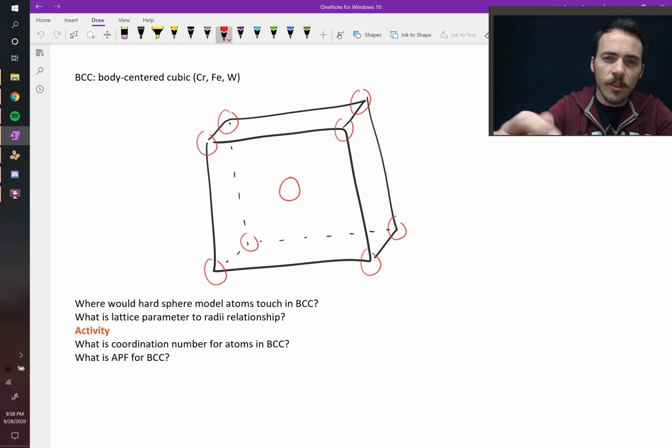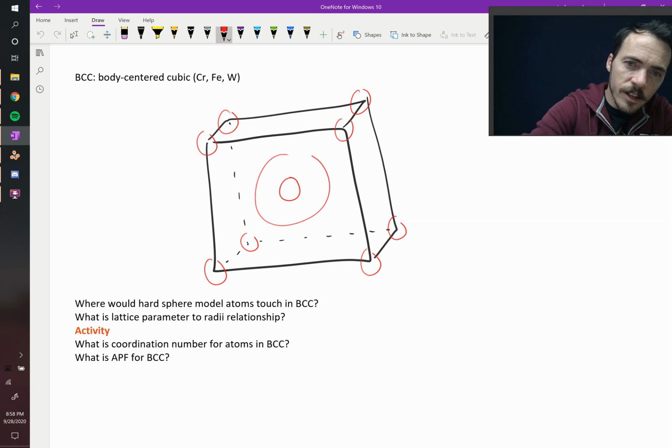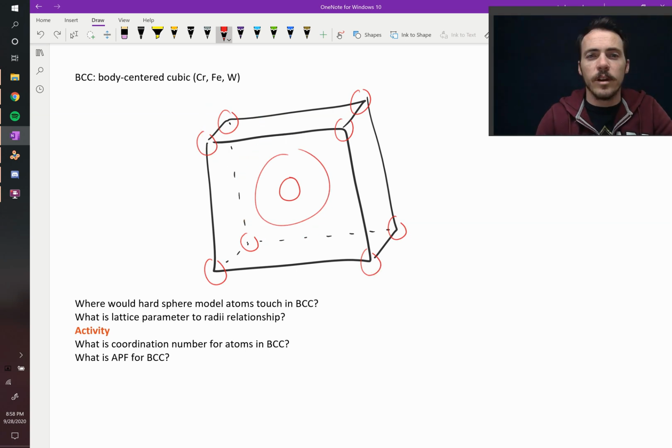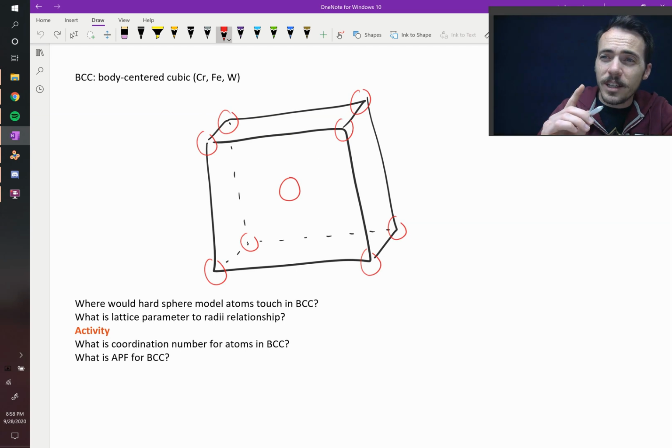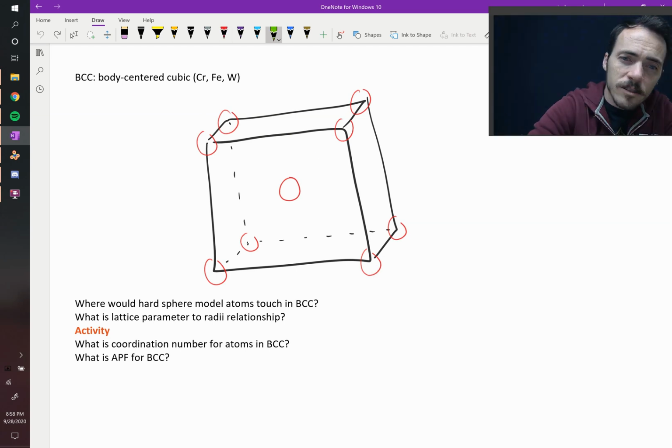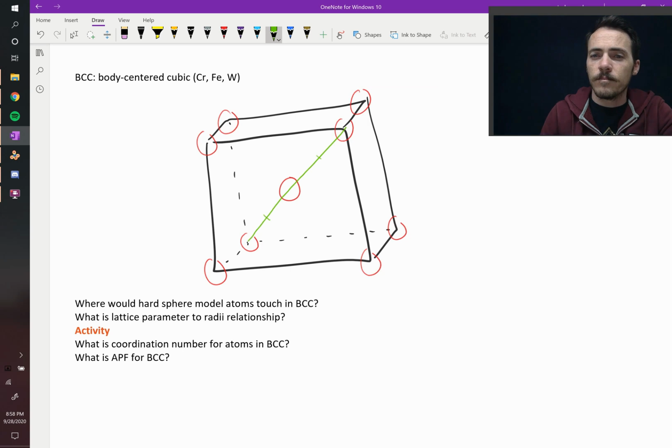Well, they're all going to swell, and this atom is just going to get bigger and bigger until it touches these corner ones, which are also getting bigger, right? So they're going to touch where? They're going to touch along the body diagonal, so along this line right here. Along that line, you're going to get them touching halfway along that line.